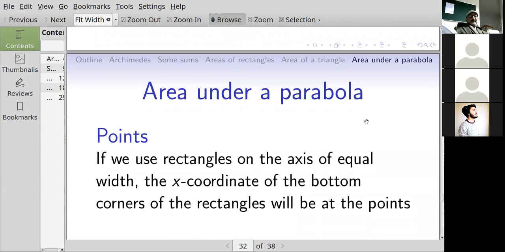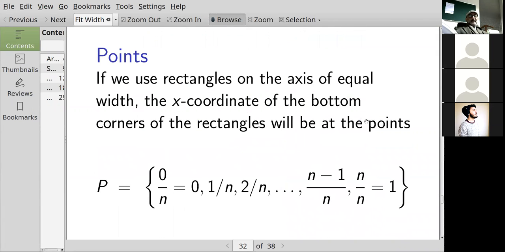Okay, so once again, you're running from x equals 0 to x equals 1. So you're going to divide that interval up into n subintervals. And those subintervals are going to be the bottom of your rectangles. Okay? So the points, which are the bottom corners of the rectangles, are 0 over n, 1 over n, 2 over n, up to the second last point, n minus 1 over n, and the last point is n over n, which is equal to 1. Okay?